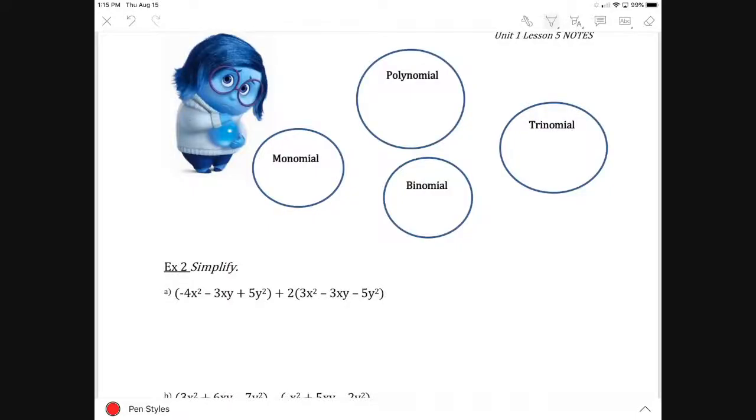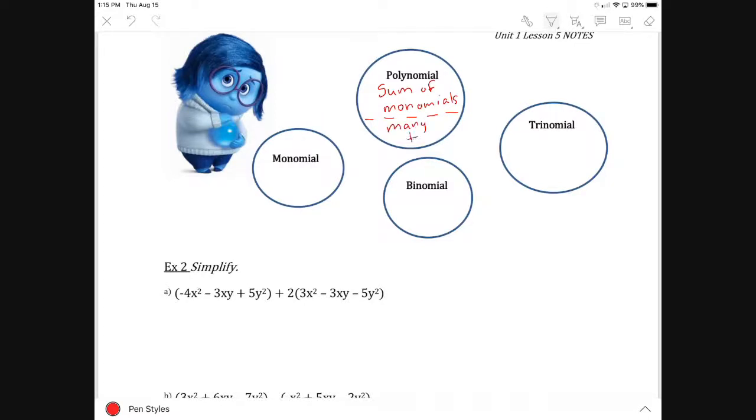Okay, so now we're going to talk about polynomials, monomials, binomials, and trinomials. So first we've got to go through, of course, our vocabulary. A polynomial is a sum of monomials. That means there's many terms. On the last one, we were just dealing with single terms. This one's going to have multiple terms.